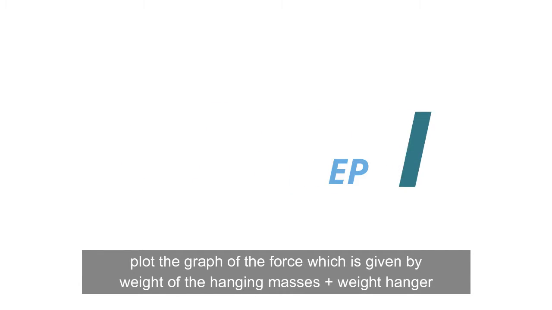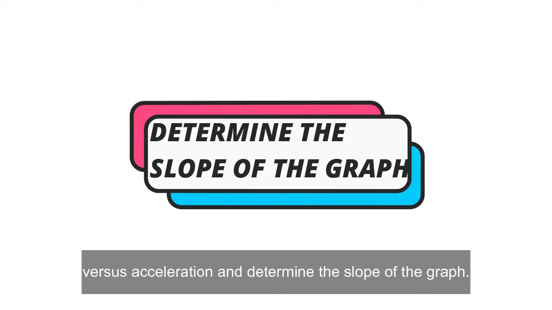Last and final step, plot the graph of the force, which is given by the weight of the hanging masses plus the weight hanger, versus acceleration, and determine the slope of the graph.